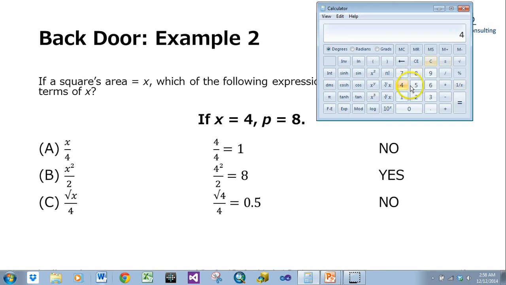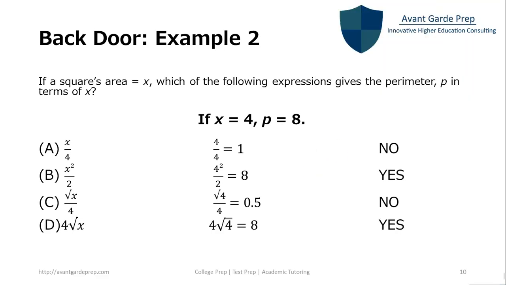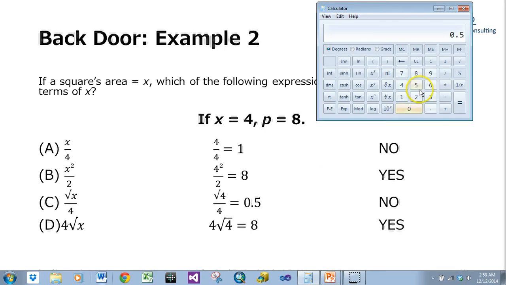So we'll put in 4, take the square root of that, and then divide by 4. And that's going to give us 0.5 or 1/2, and that's not 8. So we'll go on to answer choice D, which is 4 times the root of x. And so let's go ahead and get the root of x and multiply that times 4. And that's going to give us 8 also. So another viable answer. And this is where you can see where some answer choices will come out with the same answer. And this is a good example of that.